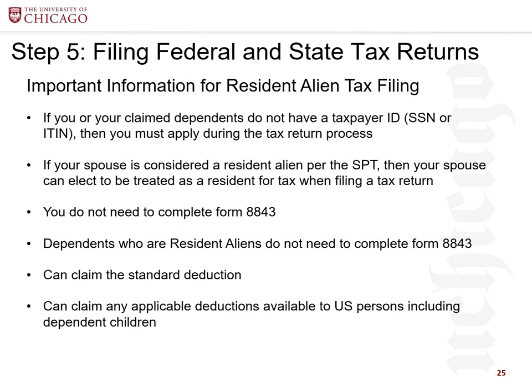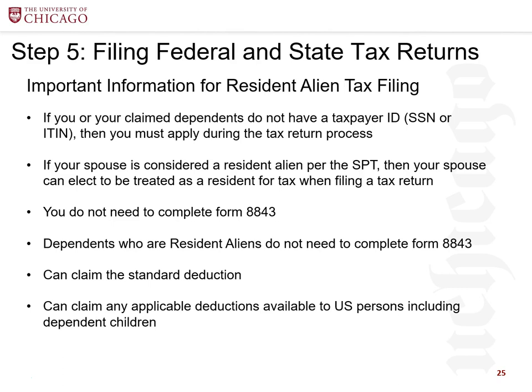And a little bit more information. If you or your claimed dependents, because resident aliens can claim dependents, do not have a taxpayer ID, then you must apply during the tax return process. If your spouse is considered a non-resident alien per the substantial presence test, then your spouse can elect to be treated as a resident for tax when filing a tax return with you, so you can file married filing separately or married filing jointly.